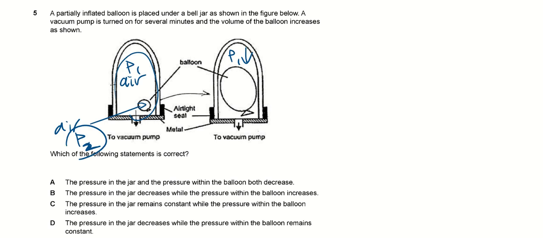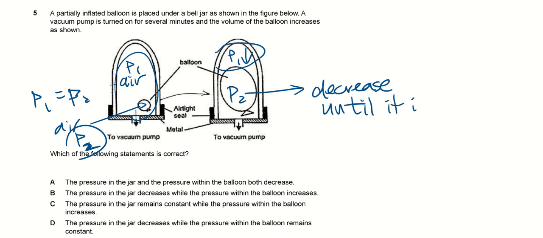So inside was P1, then the pressure inside the balloon is P2. So P1 equals P2 initially. But since I use a vacuum pump, initially, until it is equal to the new P1.